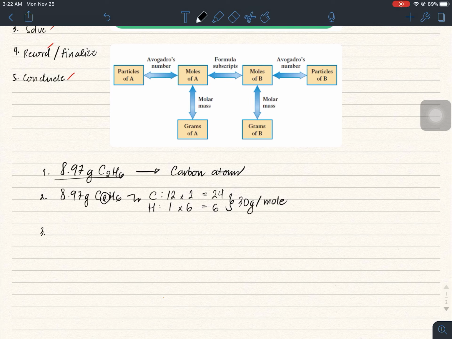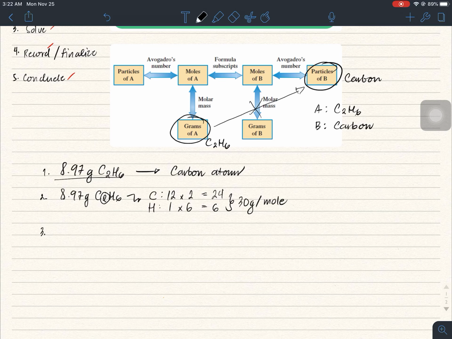So since we are given grams of A, here is where we're going to start. C2H6, and then we want to convert that to our particles of B, which is carbon. Let's put a little legend here so you don't get confused. A is C2H6, and B is carbon. As you can see in this diagram, there is no direct conversion between grams of A, or C2H6, to your particles of B. So that cannot be done.